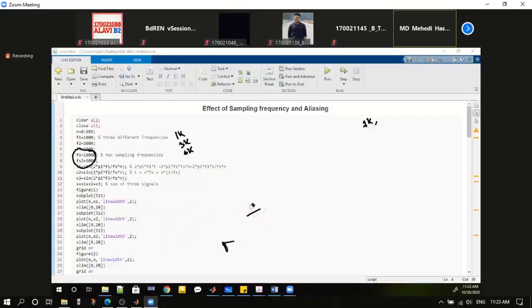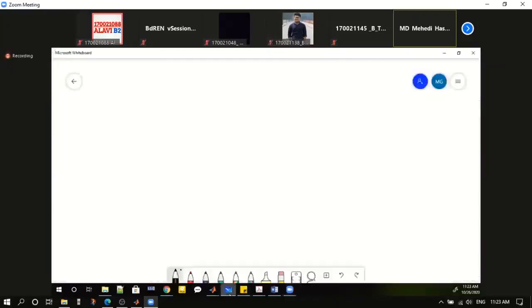At the end, after doing the sampling, we have to retrieve the original signal, because we can only hear the original signal. We don't understand the sampled version, isn't it? So again, this is our original signal. Now we have to do the sampling. So TS will be 1/FS, isn't it?